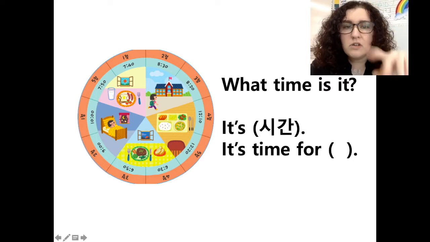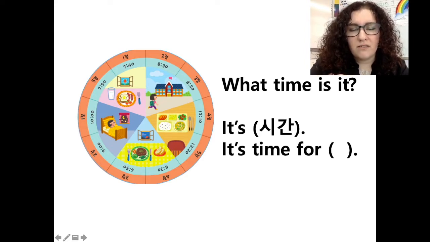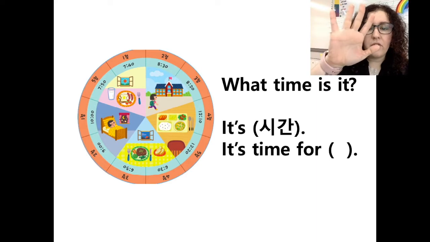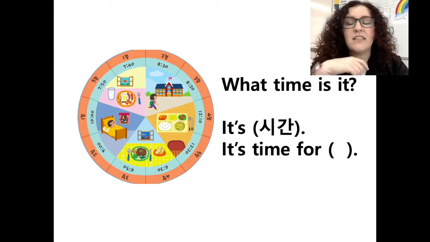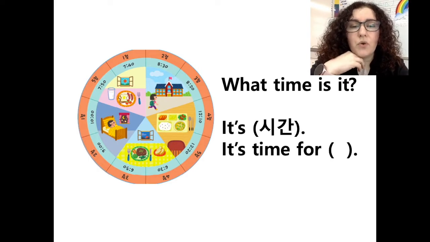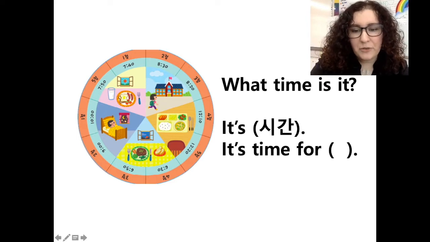Number two, what time is it? It's 8:30. It's time for school. Number five, what time is it? It's 12:20. It's time for lunch.